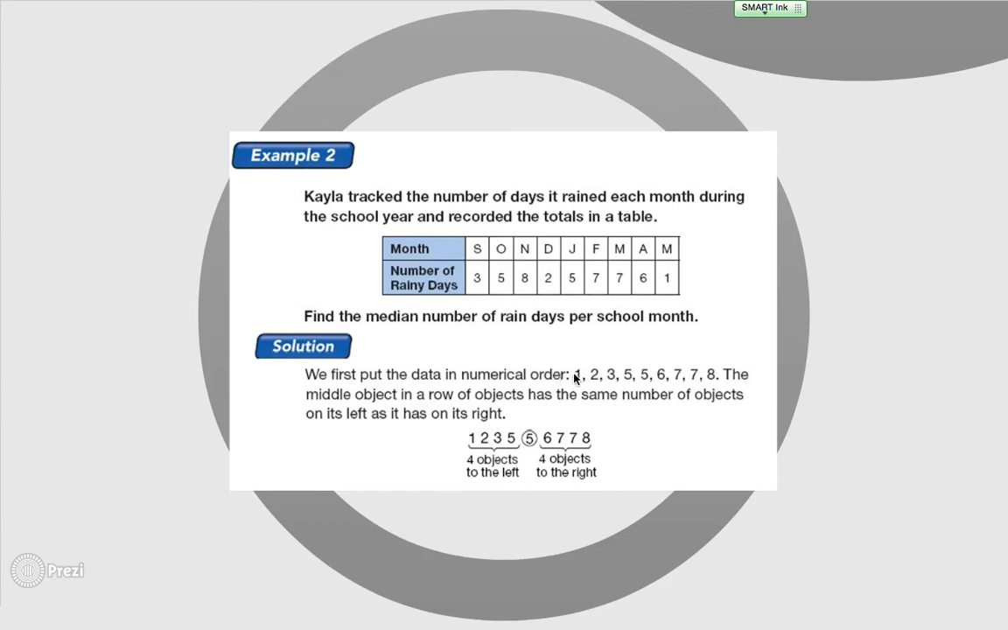So we have 1, 2, 3, 4, 5, 5, 5, 6, 7, 7, 8. And we're going to find the middle number. So we have 9 months here, and the middle number would be the 5th month, right? So we have 4 objects to the left, 4 objects to the right, and the middle. And then what we find is our middle number would be 5.